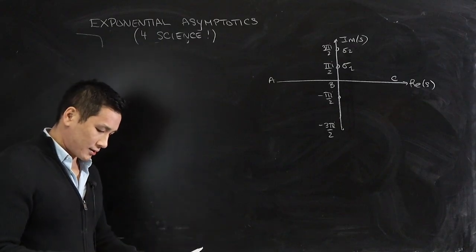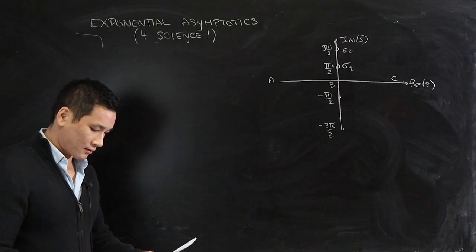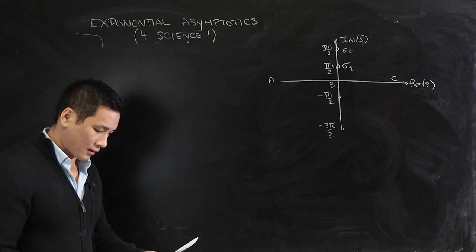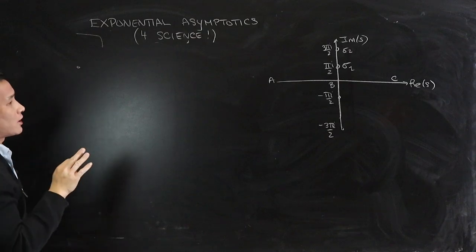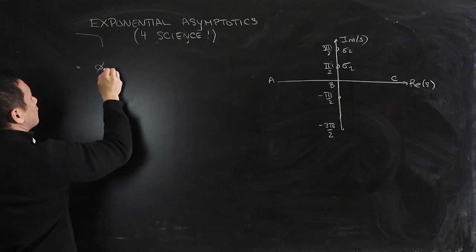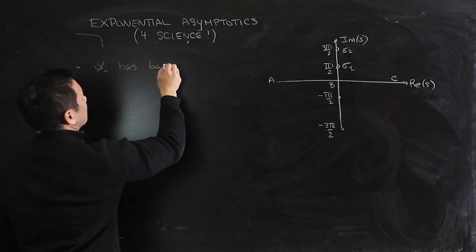Before I do that, I just want to write a little comment here. So I can double check that phi naught has logarithmic singularities.